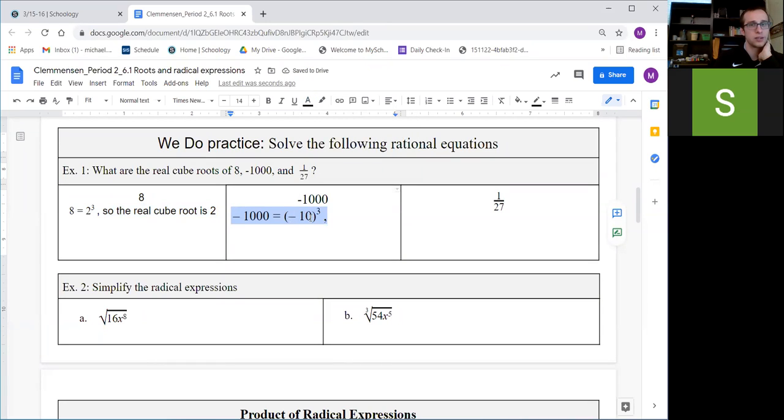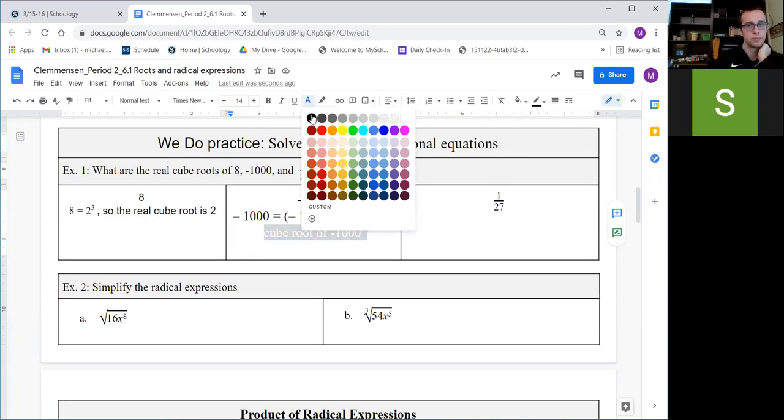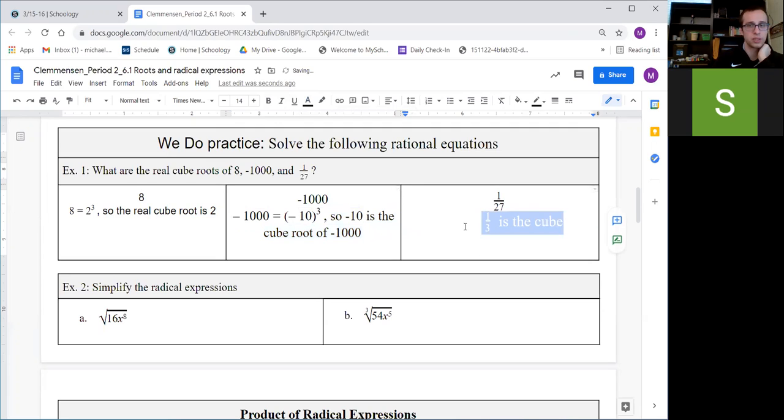Notice that the negative is on the inside of my parentheses. That's very important when you're writing these out. You're trying to do this, is that this whole thing is being cubed. Right? So negative 10 is the cube root of negative 1,000. Right? Same thing for 1 over 27. The 27 can be rewritten as 3 cubed. So 1/3 is the cube root of 1 over 27. Because again, as long as I can rewrite it as a cube, that's going to be my cube root.